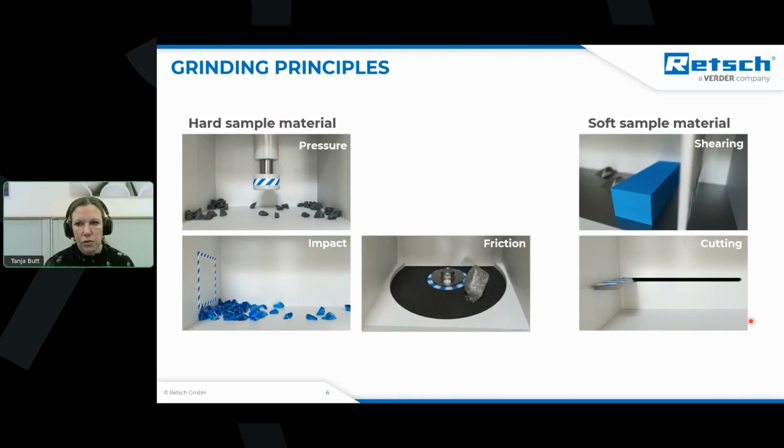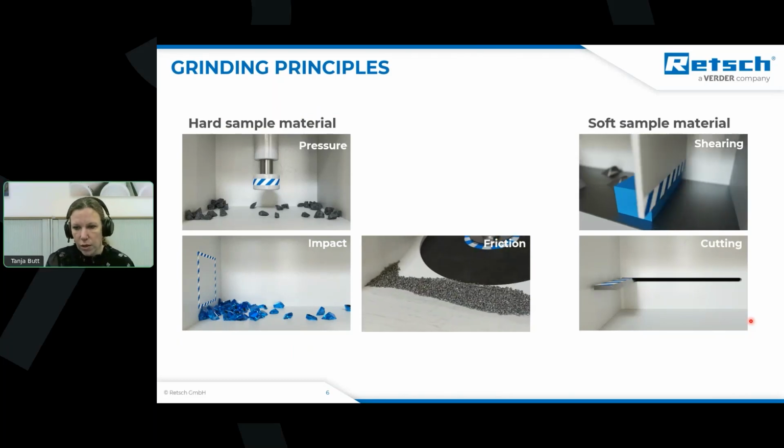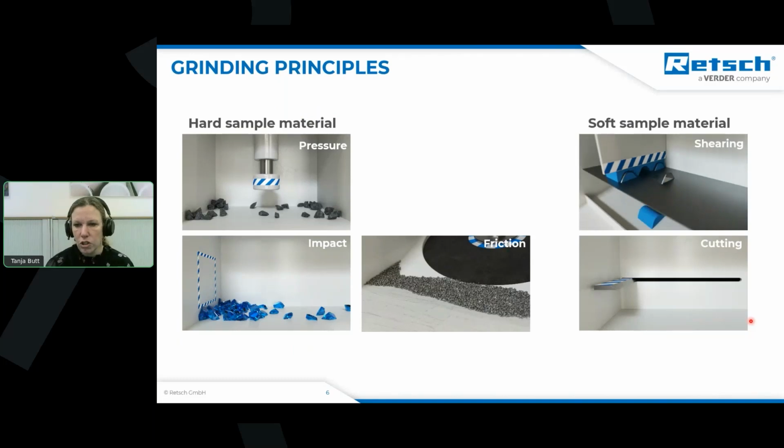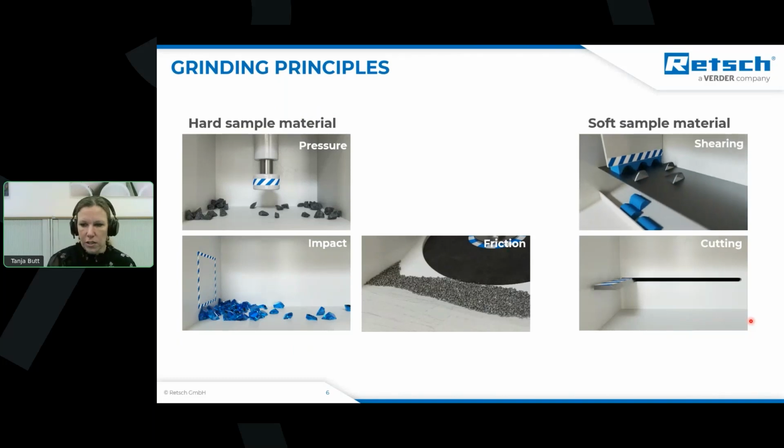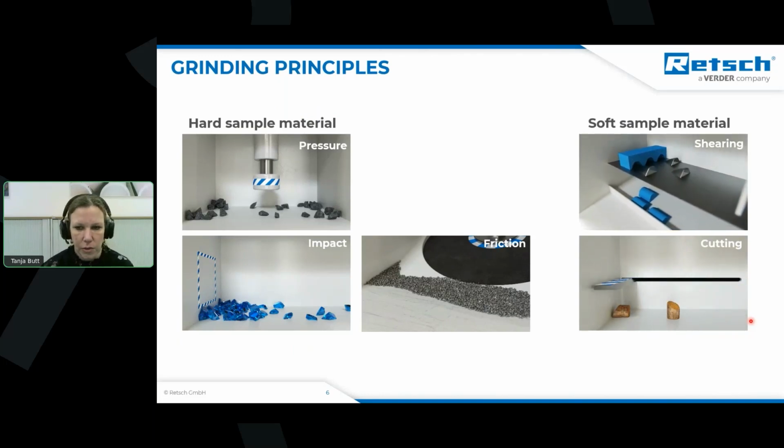We have friction, which is intermediate, hard sample material, soft sample material. This is also clear. And for the soft material, we have shearing, like for cheese, you know this from your kitchen, or cutting effects. You just cut fibrous material, softer sample material, elastic sample material. You cannot cut a stone, on the contrary. So here, depending on your sample properties, hardness, brittleness, softness, stickiness, and so on, you need to adapt the different grinding principles.